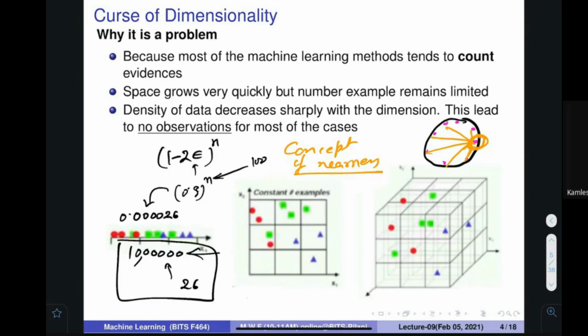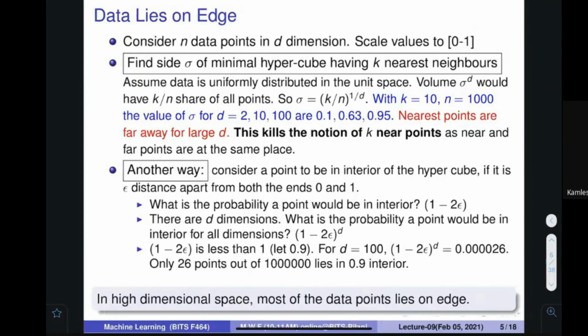So machine learning actually fails in these kinds of scenarios, because when there is no similarity between the items, finding the similarity is very difficult. Then you cannot go ahead with this. So this is the point that I wanted to make: in high-dimensional space, most of the data points lie on the edge, and that's why it is very difficult to go ahead in this kind of scenario.